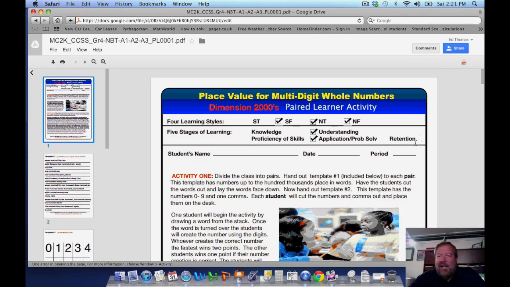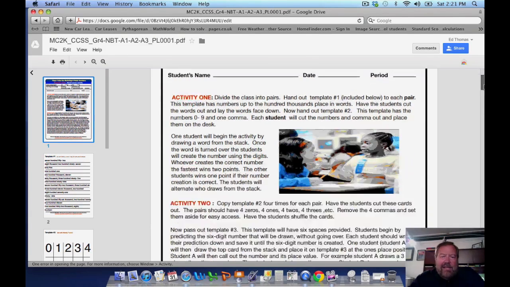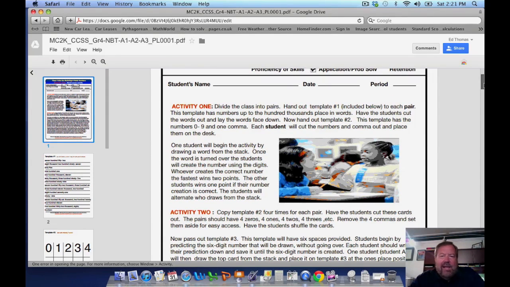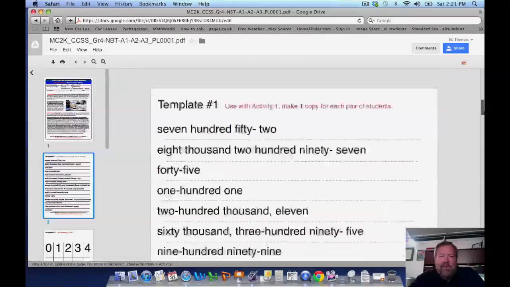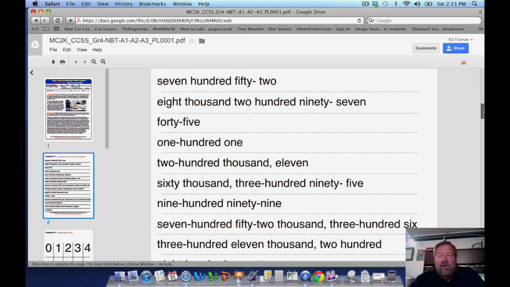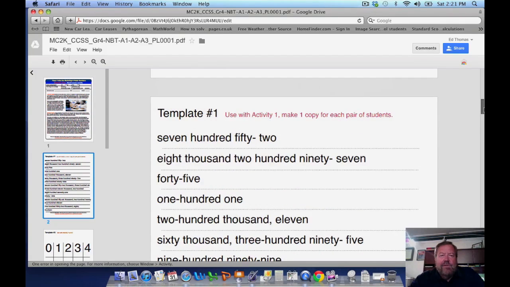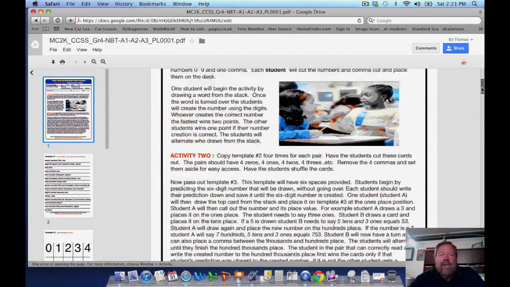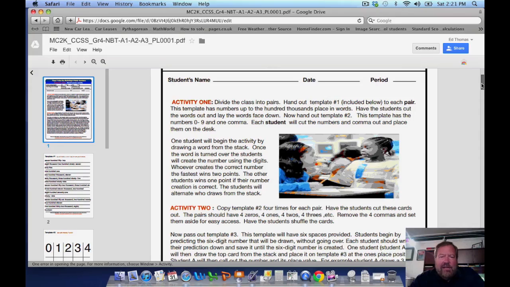And just as it sounds, we want kids to work with a partner. In this activity, we're going to divide the class into pairs, and we're going to hand out template 1. Notice template 1 down here is provided, and the teacher or the kids can actually cut these scripts out, and they're different word phrases that represent different numbers. And the kids will turn these over, and they'll follow the directions here with activity 1.